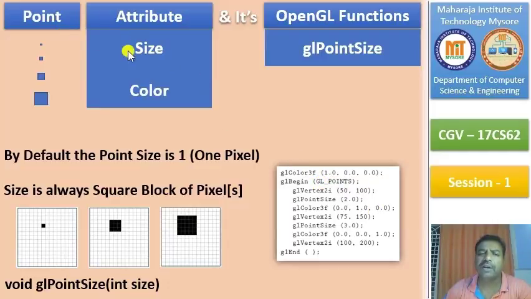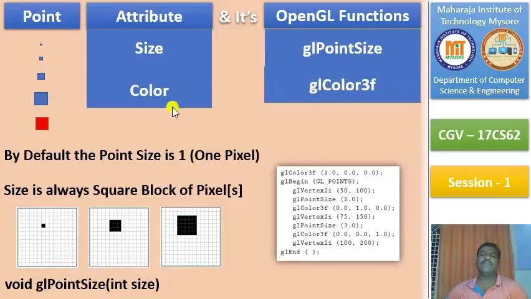Now we'll look at the point attribute for color. I'm going to have a point, and this point has been drawn using the color blue. Now I want this point's color to be drawn in red. For that, we are going to use the function glColor3f. We use the glColor3f function whenever we want to change the color of a point, or an attribute of a point.